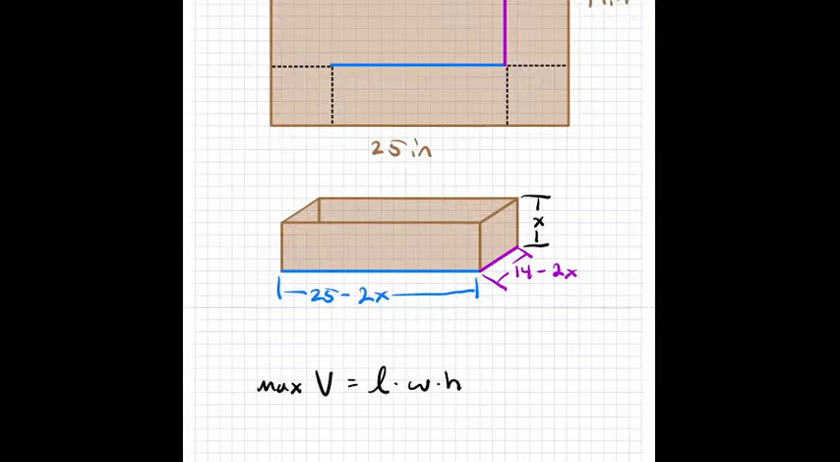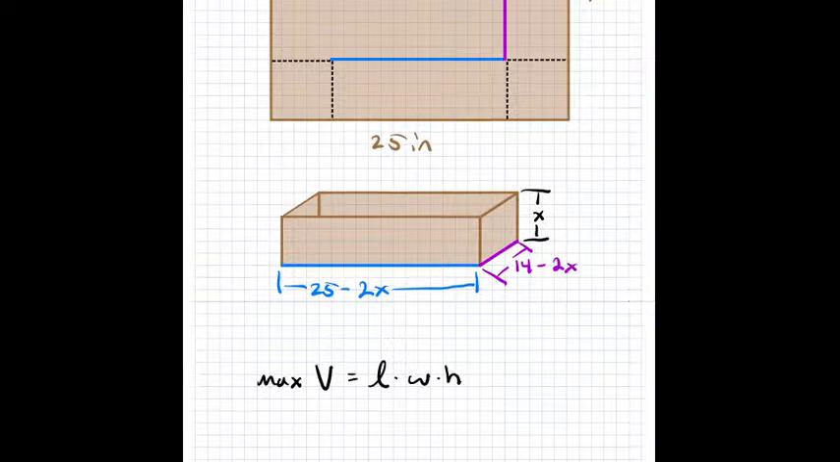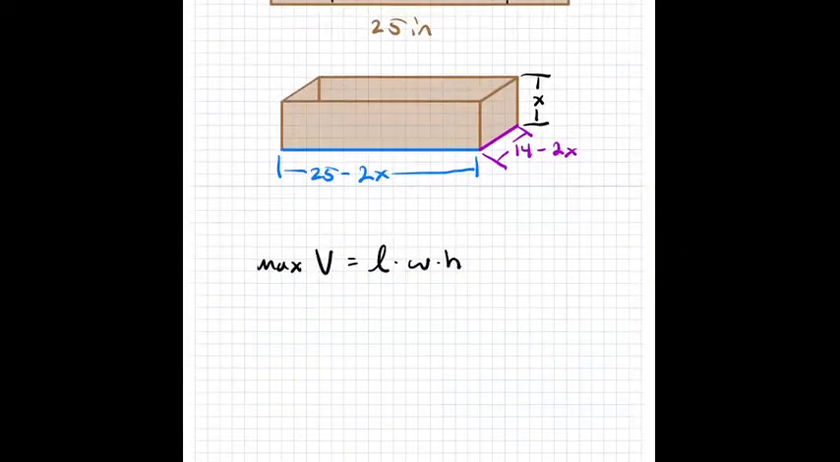Okay, and I think we can get the volume in terms of X by itself, right? We want to maximize our volume. The length is going to be blue, the width can be our purple, and the height is black, right? So the length is our 25 minus 2x, the width is the 14 minus 2x, and the height is just going to be x, right?